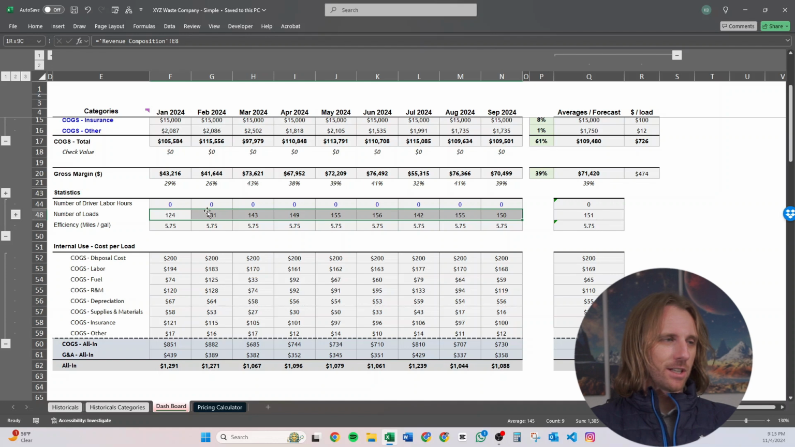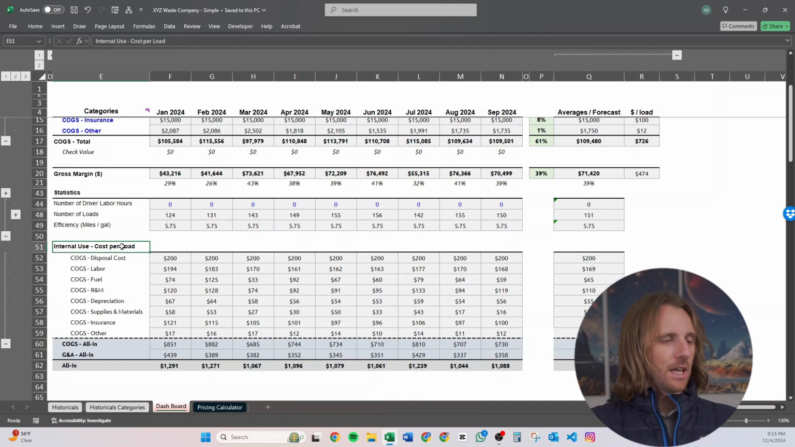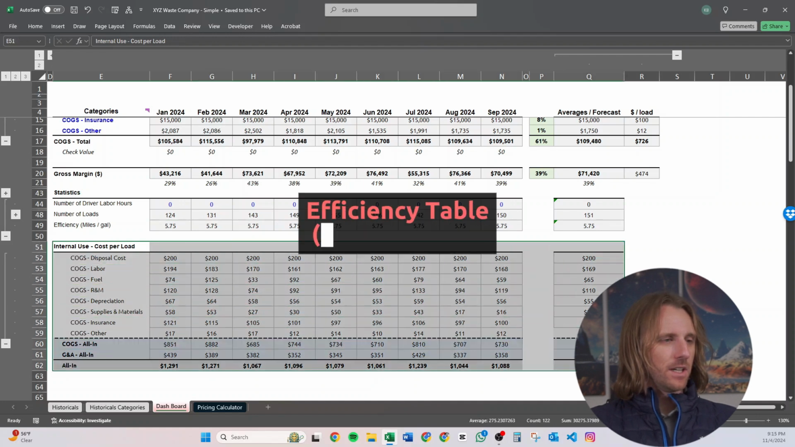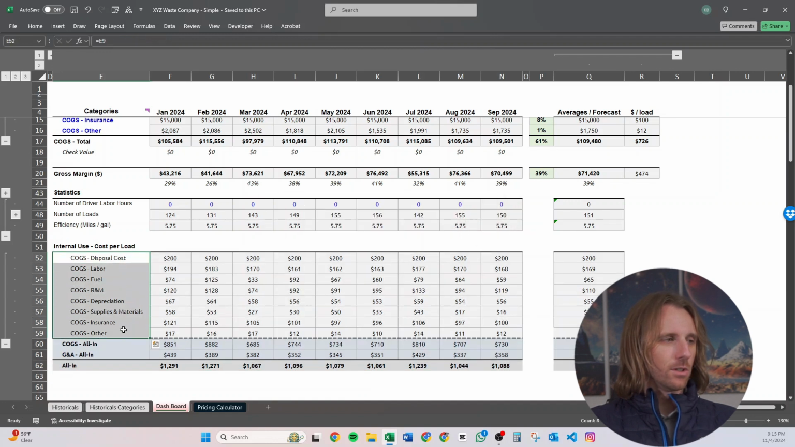Now that we've established that loads is one of the business's primary statistics that we should try to analyze it with, I want to show you how having this statistic unlocks 3 additional points of value within this product that are extremely valuable. So this table here that I've put together is an efficiency table. I'm effectively dividing all of our cost of goods sold cost categories by their respective month load metrics.